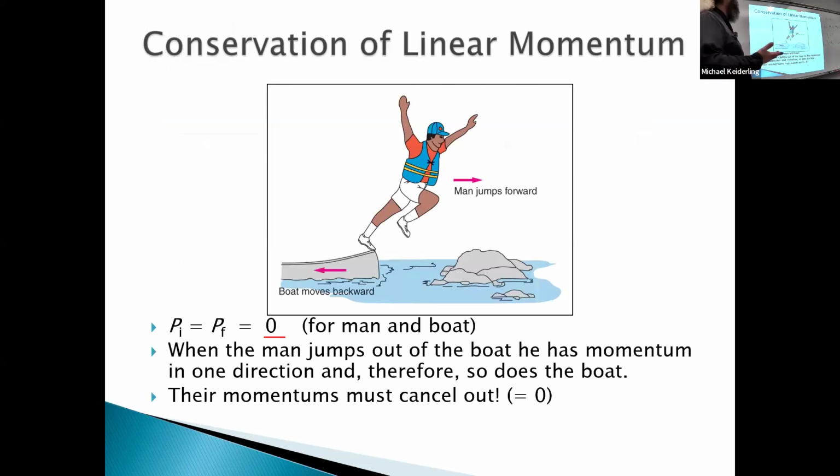So here is an example of conservation of linear momentum for this man and the boat. The initial momentum and the final momentum have to be the same. And the initial momentum is 0 because they started at rest, and then he's jumping off the boat. So the man goes forward, the boat goes backwards. If the man jumps out of the boat, he has momentum in one direction, forwards. Therefore, the boat must have momentum in the opposite direction. Their momentums have to cancel out.